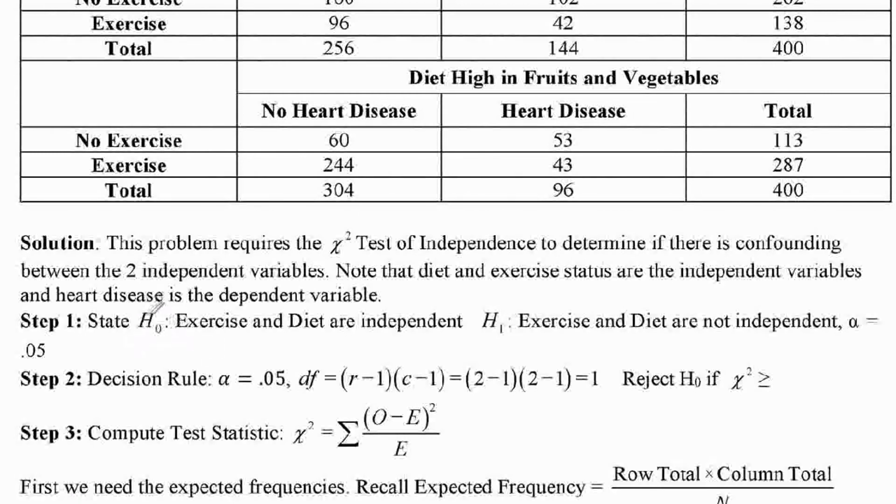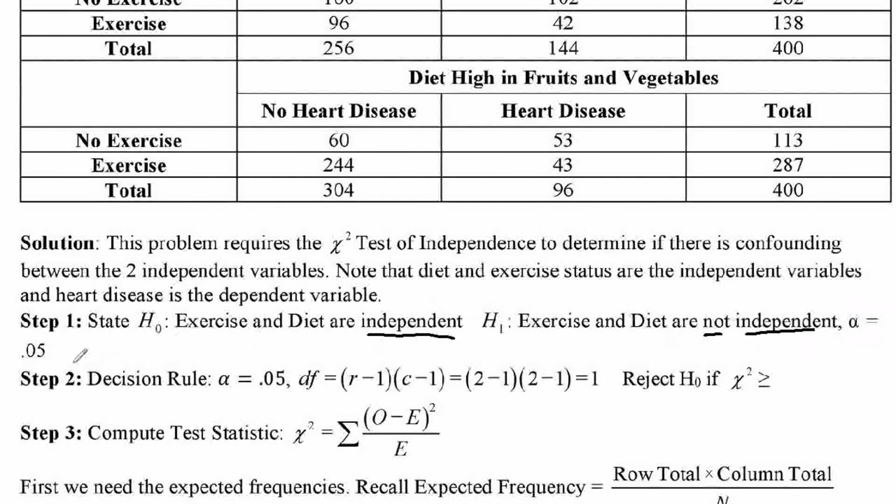So the null hypothesis is that exercise and diet are independent. So there's no difference, whether a person exercises and has a special diet or not. And then the alternative hypothesis would just be the opposite: exercise and diet are not independent. Another way to say this is that the null hypothesis is that they're not associated, and the research hypothesis is that they are associated.